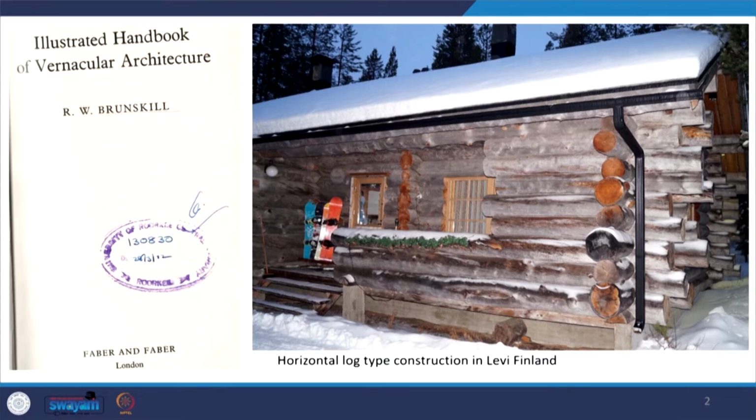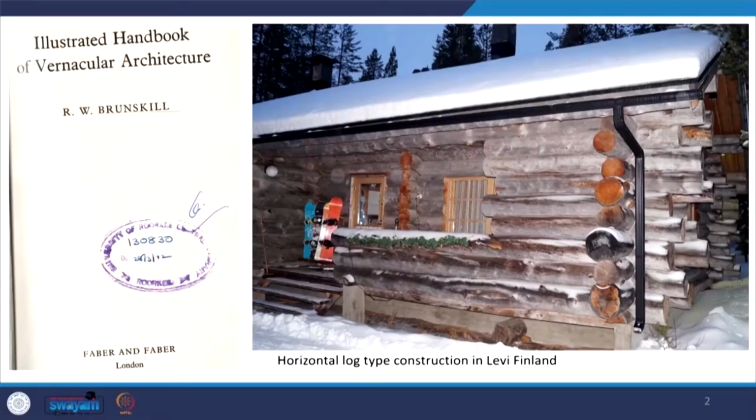some of the common types, especially in the colder parts of the European continent, whether in Sweden, Norway or Finland, for example, this house is from Levi, Finland. This is a cottage in Levi where the ski resorts are, and even till today many people still live in these timber houses, log houses. The simple technique is that they have these horizontal logs which interlock at the junctions, and that formulates a dwelling unit. It's a very simple technique of making a wooden house.